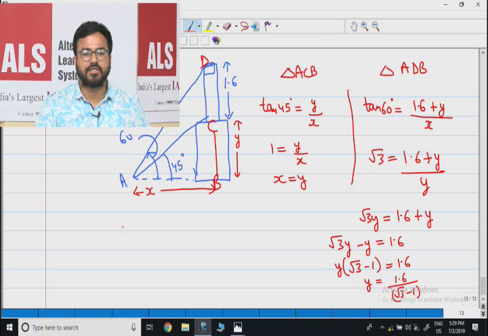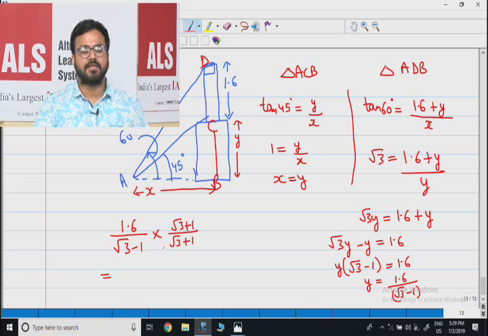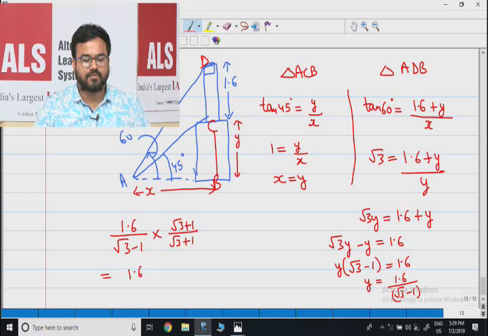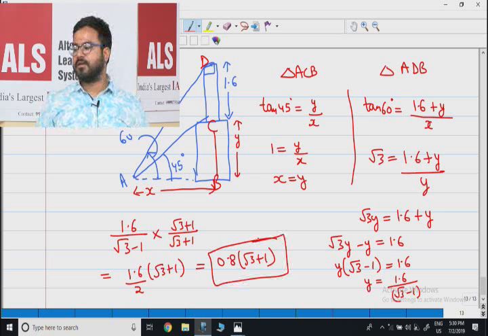In order to rationalize this one, this is 1.6 divided by root 3 minus 1. So multiply and divide by root 3 plus 1. This you already know, you have done in the 9th class. A minus b into a plus b in the denominator, that is a square minus b square, 3 minus 1, which is 2. So 1.6 divided by 2 into root 3 plus 1. 1.6 divided by 2 is 0.8 into root 3 plus 1. That is the final answer, the height of the pedestal. I hope this is clear.